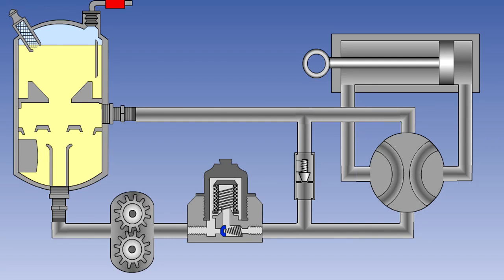In this lesson, you will learn about the components that make up a basic hydraulic system and how the two types of basic system operate.